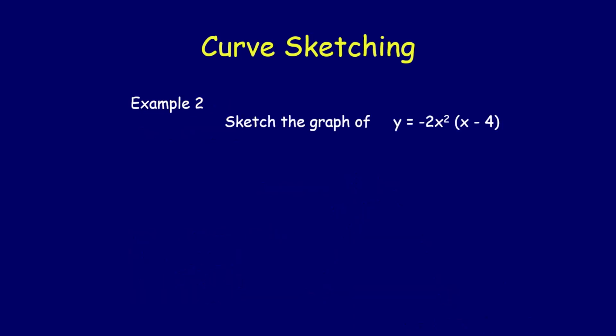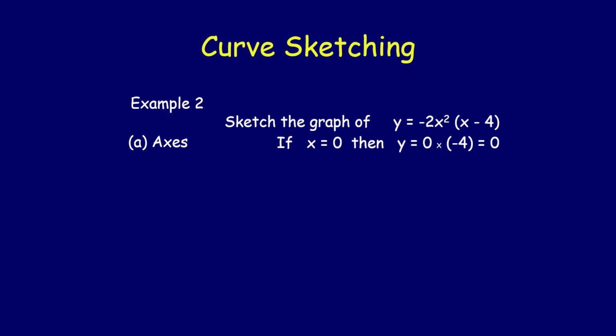We can go to the second example, where you're supposed to sketch the graph of y equals negative 2x squared into brackets x minus 4. So the first thing is getting the axis, where the curve cuts the axis. And we start with the y-axis. It cuts the y-axis when x is 0. So when x is 0, y will be 0.